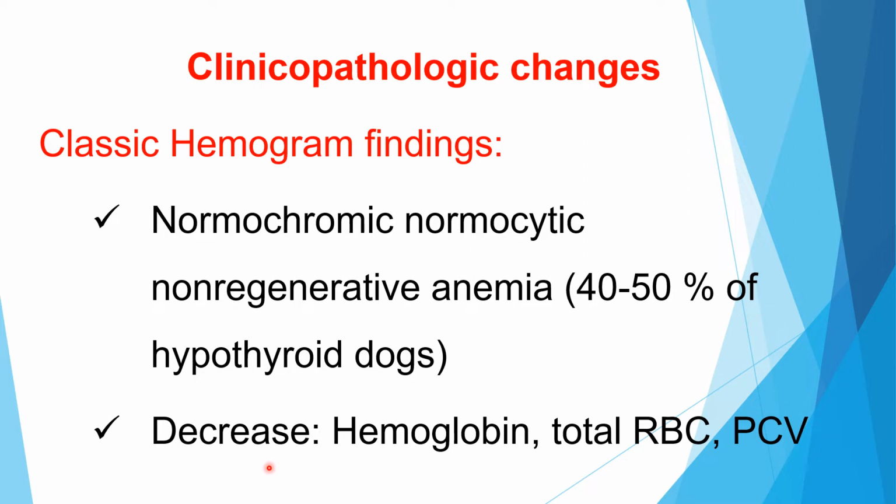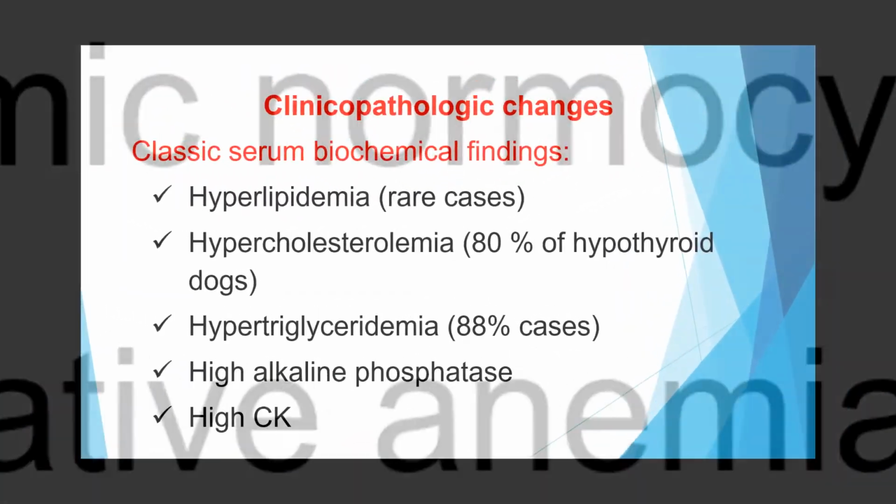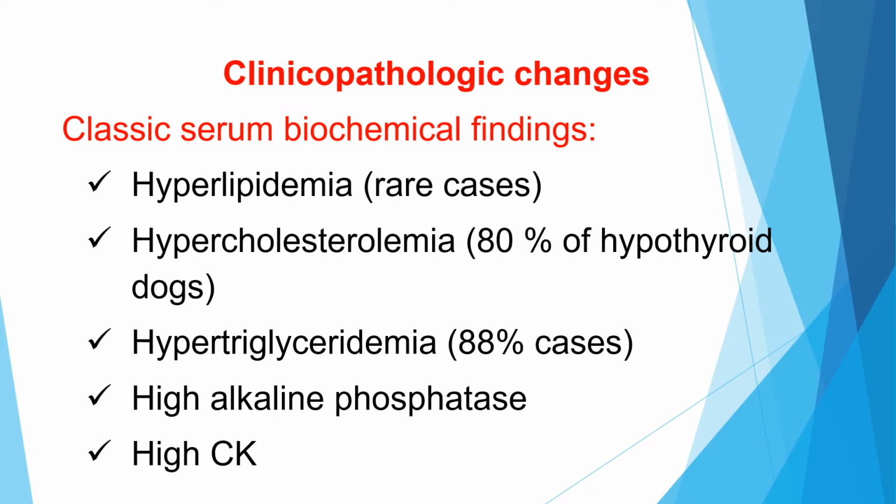Another thing, a decrease of hemoglobin, total RBC and PCV is also observed. Continuation of clinicopathologic changes. Here we see the classic serum biochemical findings. Hyperlipidemia, increased fat content of the blood, is observed in rare cases of hypothyroidism.